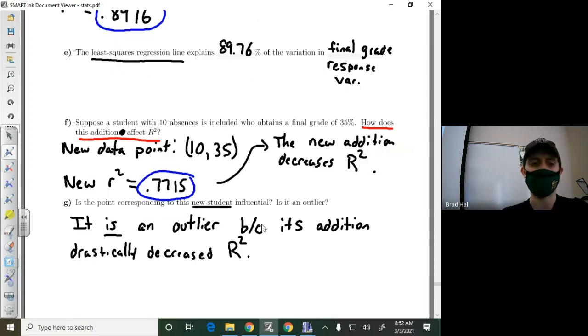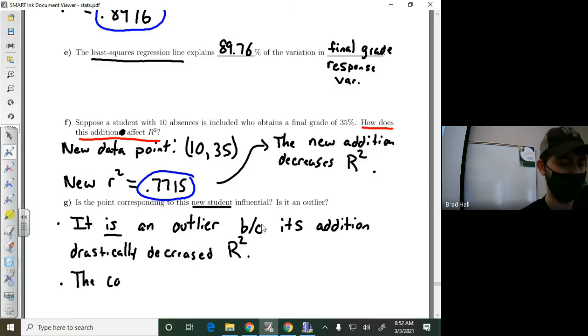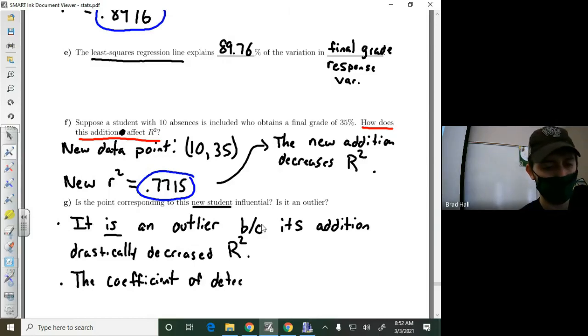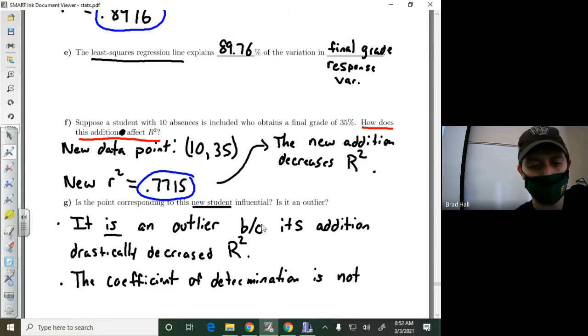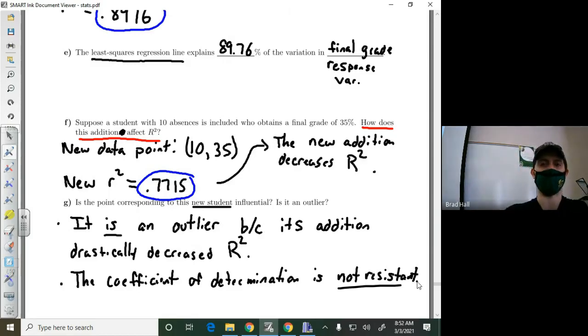And so we can probably conclude from that, that the coefficient of determination is not resistant. It's not resistant. So as we can see, one simple data point makes us lose a lot of certainty. One simple outlier can do that, which by definition means that the coefficient of determination is not a resistant measure.